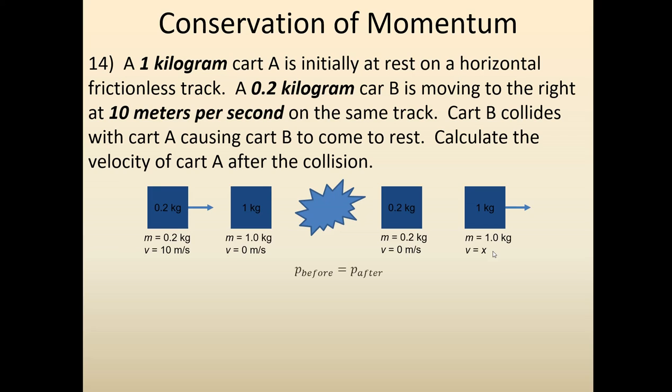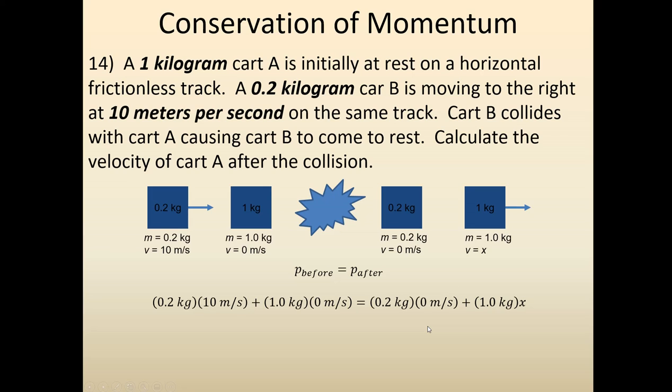Now what I'm going to do is I would write this. So this is pretty much what you want to show as far as the show all work aspect of the free response. So you would write P before equals P after. Then what you're going to do is just multiply these numbers. So I do 0.2 times 10, making sure I include my units, plus 1 times 0. The boom tells me it's an equal sign. And then it's 0.2 times 0 plus 1 times x. So this is my whole momentum equation.